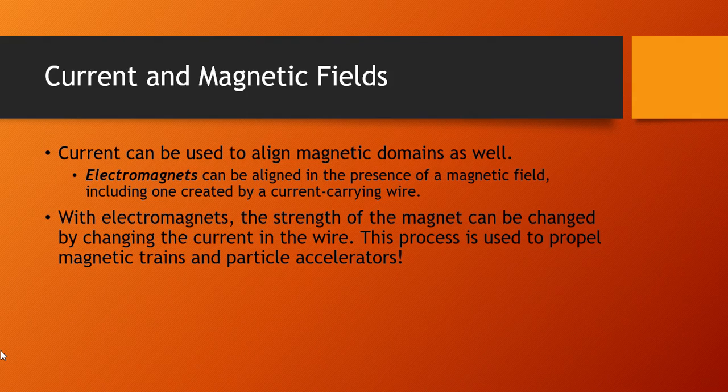So if we take a piece of iron and place it inside of a coil of wire, and you crank up the current on the wire, the magnetic field that's generated in the iron will align the atoms, causing it to become magnetic, just as if it was connected to a very strong magnet. These are what are known as electromagnets. You can affect the strength of the magnet by changing the current in the wire.